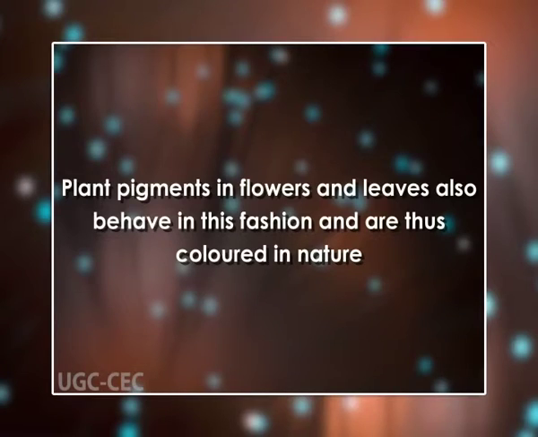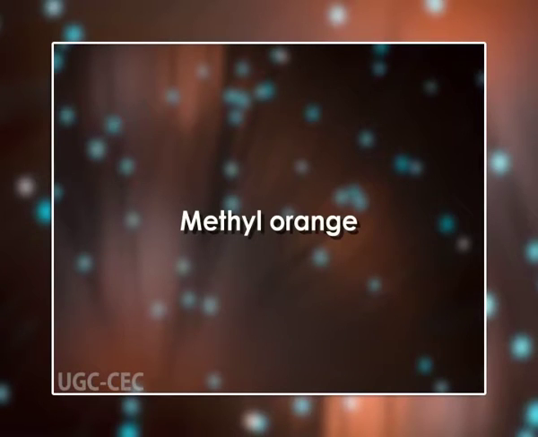Many other indicators behave on the molecular level in a similar fashion. The details may be different, but the result is a change in electronic structure along with the removal of a hydrogen ion from the molecule. Plant pigments in flowers and leaves also behave in this fashion and are thus colored in nature. There are various types of indicators that are used in day-to-day practice. Among them, a few are discussed, such as methyl orange.